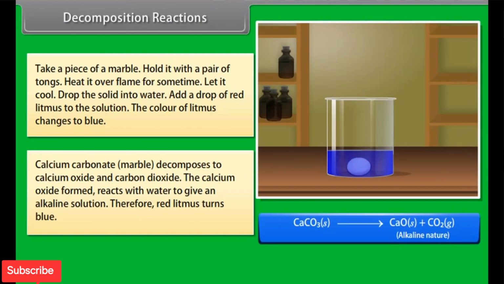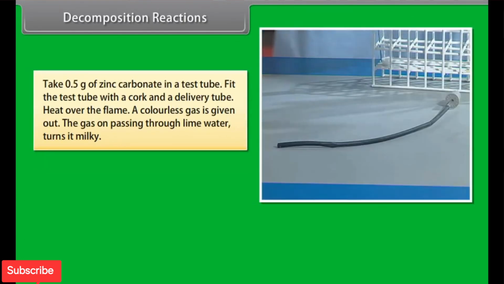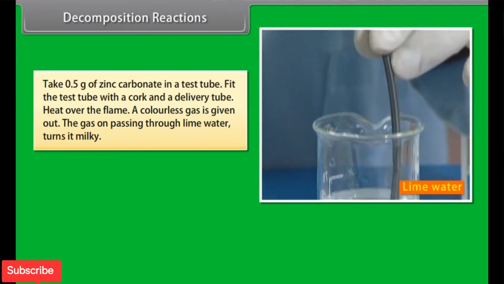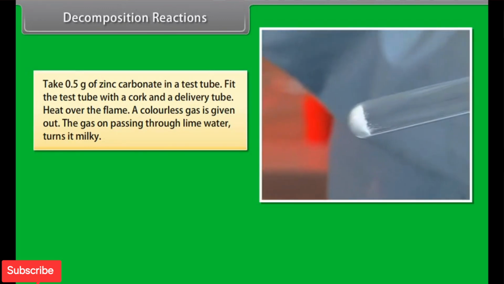Calcium carbonate marble decomposes to calcium oxide and carbon dioxide. The calcium oxide formed reacts with water to give an alkaline solution. Therefore, red litmus turns blue. Take 0.5 gram of zinc carbonate in a test tube. Fit the test tube with a cork and a delivery tube. Heat over the flame.